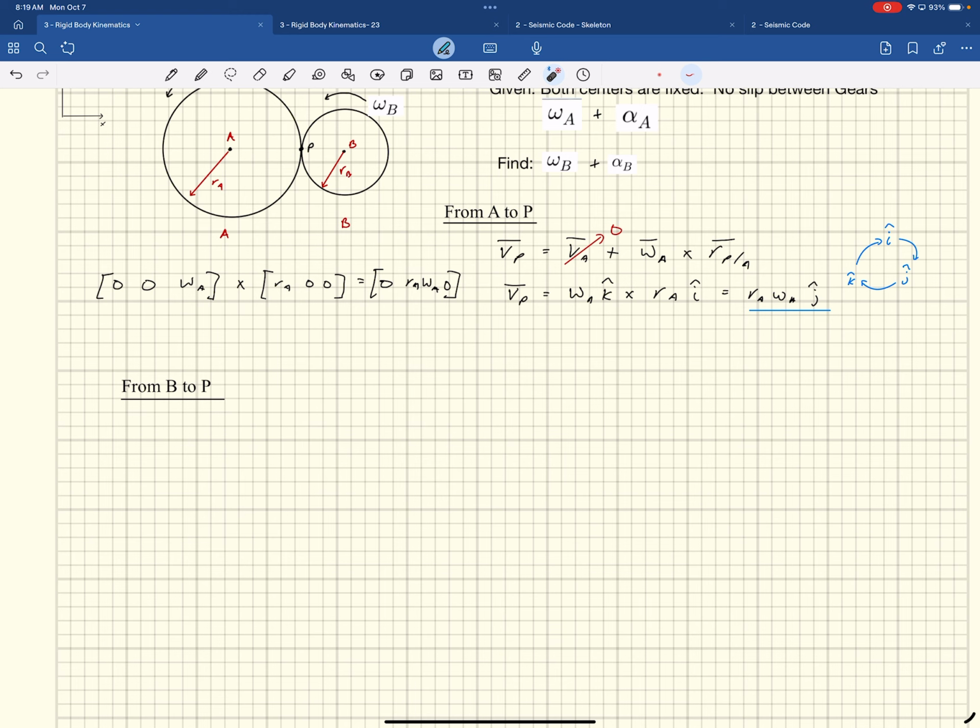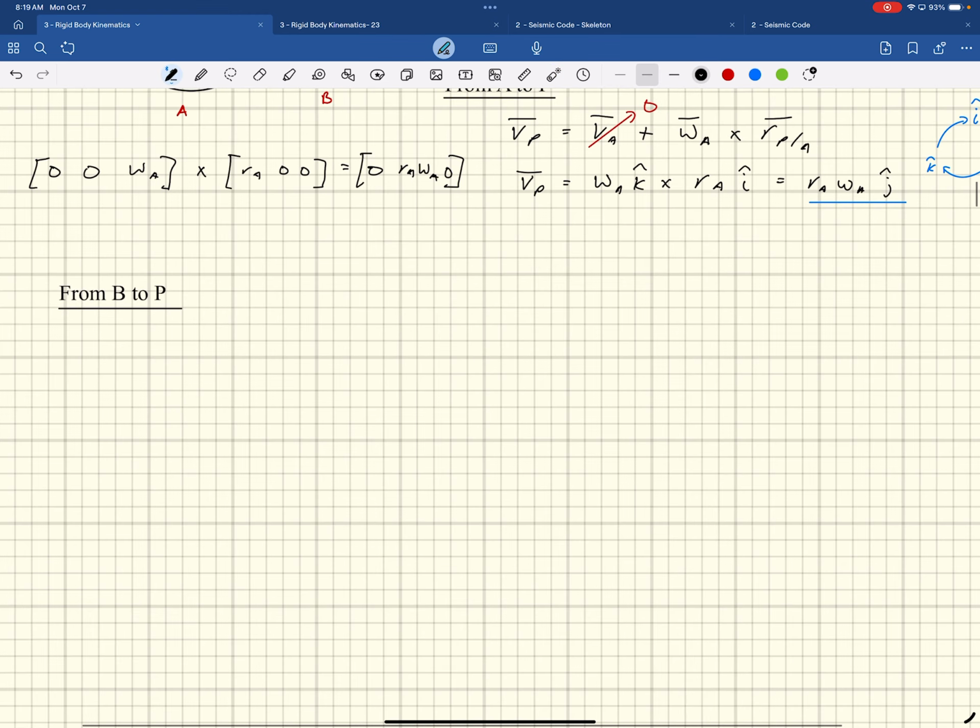So from B to P, we're going to do the same thing. So VP is equal to VB plus omega B crossed with R P as seen from B.